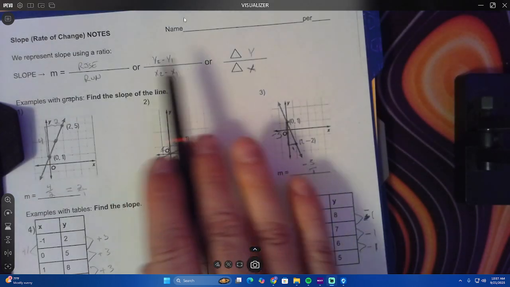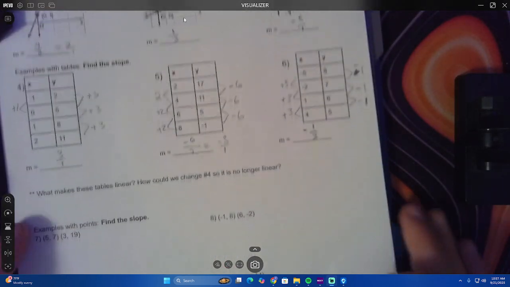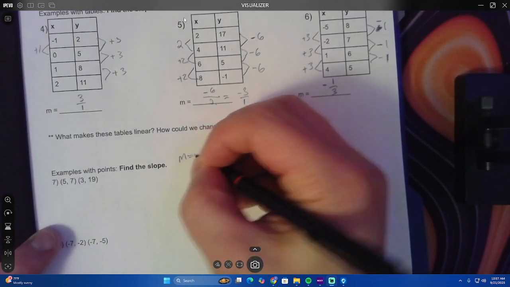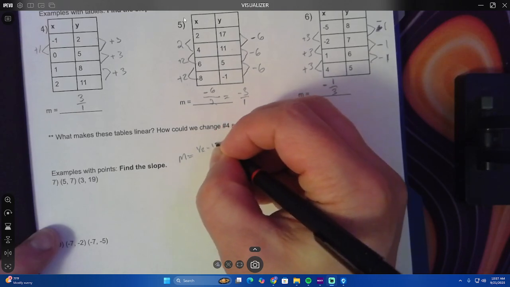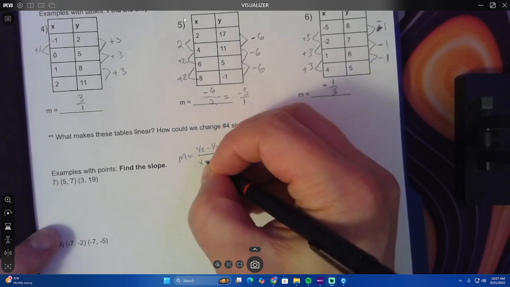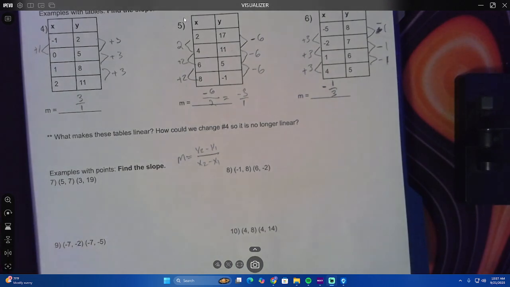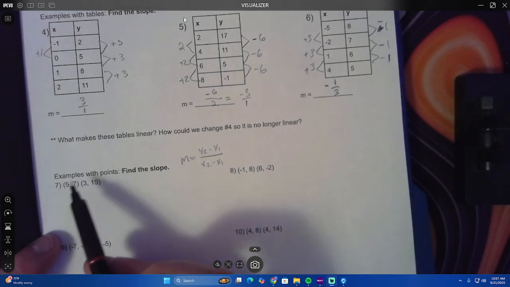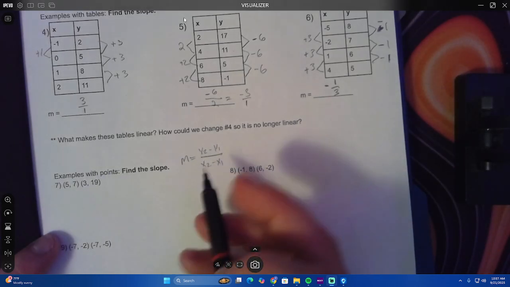We want to use our formula from up above. So our formula for slope, again, I'm going to remind you, is that m equals y2 minus y1 all over x2 minus x1. So this is our slope formula. We can find the slope between these 2 points using this formula.